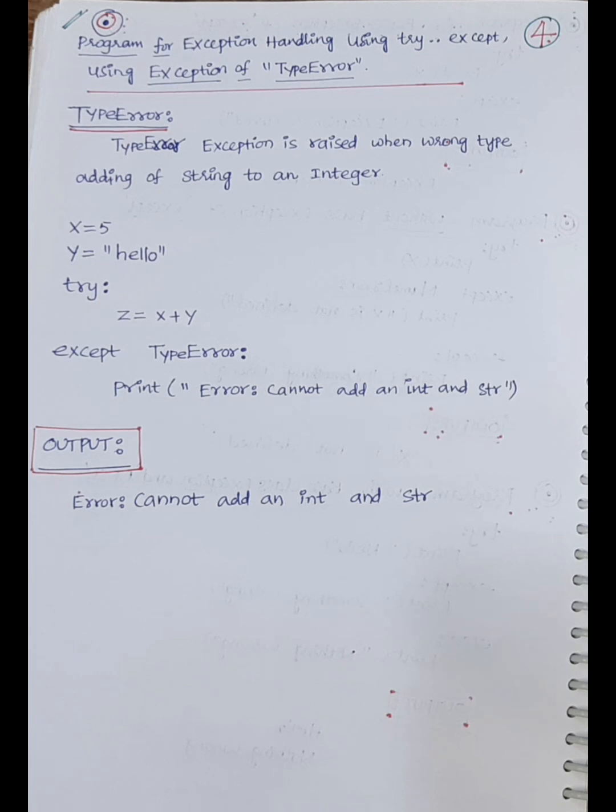exception of type TypeError. You see the program, x is 5, y is hello. X is the integer, y is the string. Is it possible to add integer and string? No, it's not possible. Actually, what is going to raise the error, we write in the try block, that is z is x plus y. Is it possible to get output? No. Now what we are going to handle, we keep the code in the except block.